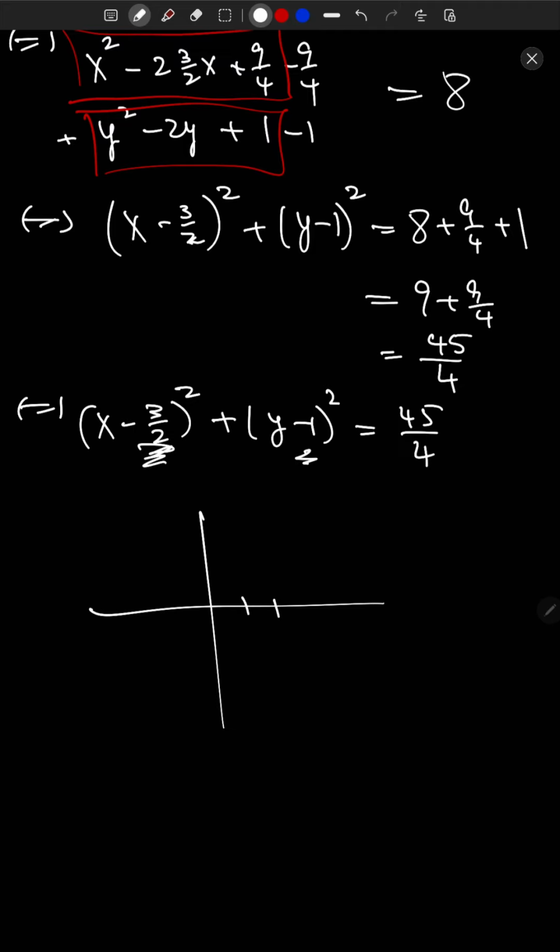All right. So 1, 2, 3. So 3/2 lives here. 1 lives here. All right. We've got a circle of radius, let's see, square root 45 over 4. So it's going to be something like that.